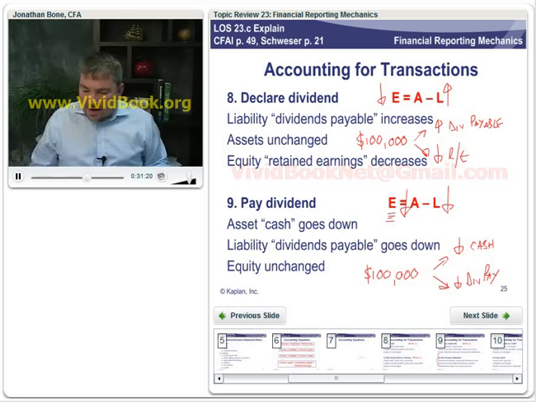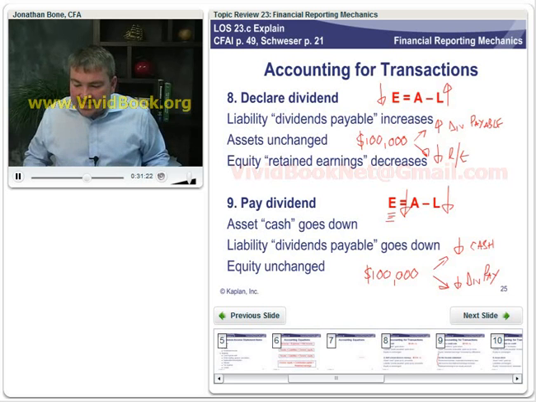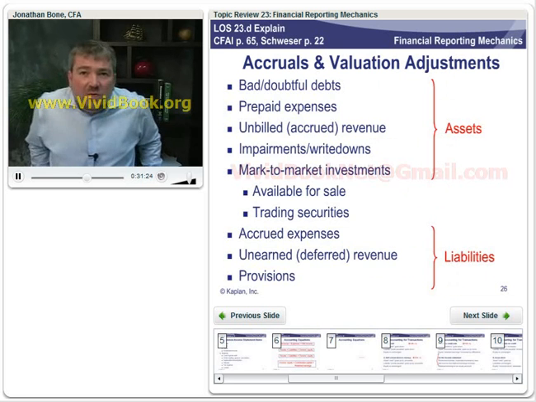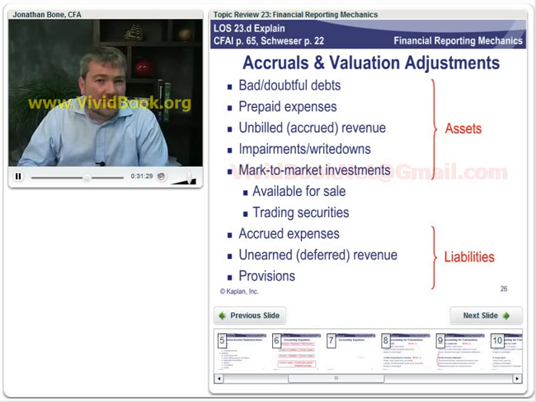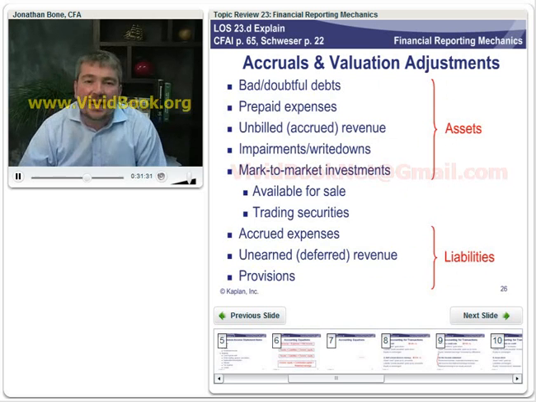Okay, so our next LOS, you'll be pleased to know, says explain the need for accruals and valuation adjustments. Well, of course, the idea behind accruals is we don't use cash accounting. Cash accounting would just mean you record any transaction when you pay or receive the cash. Well, that's not how the balance sheet and the income statement are constructed. Instead, we use the accruals method.